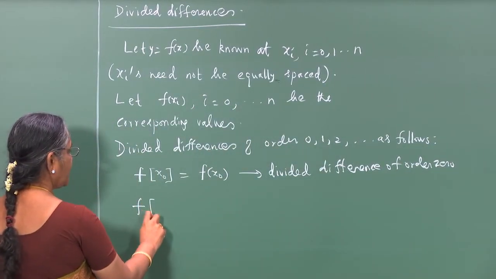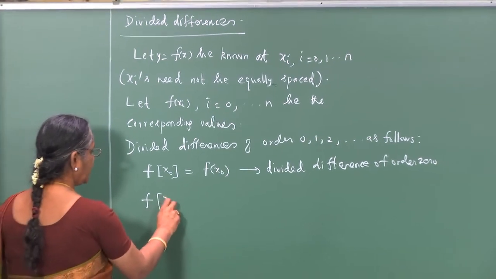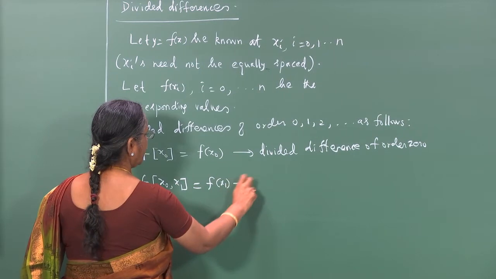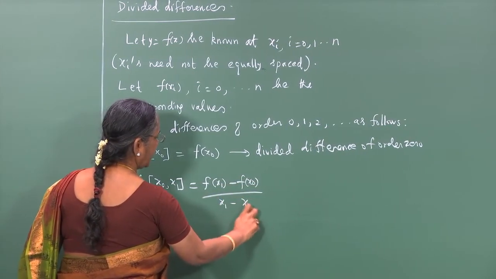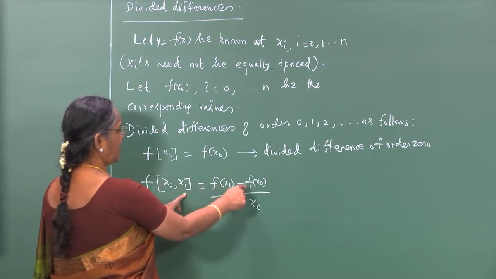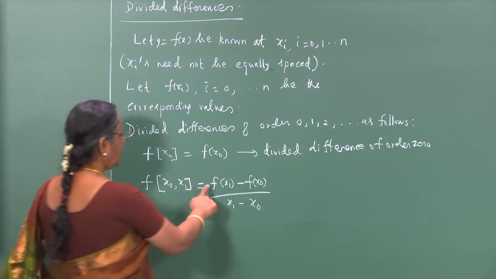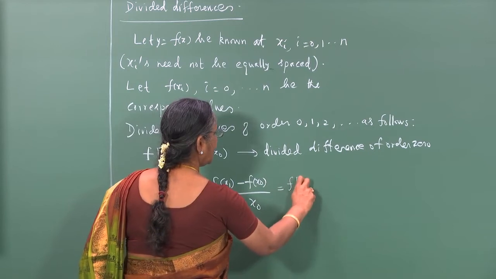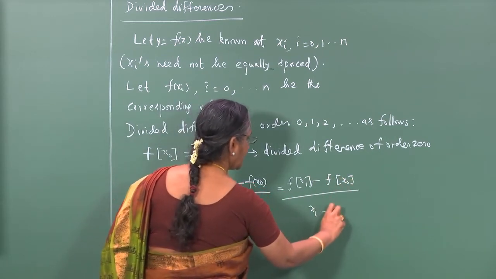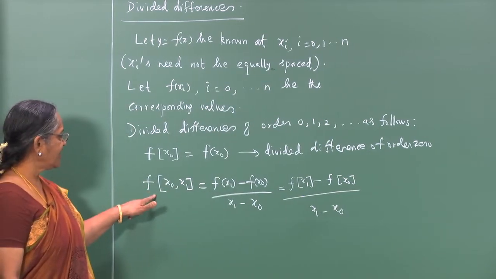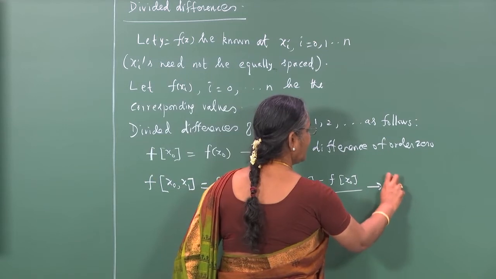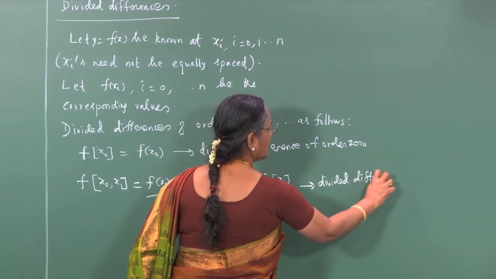And then I introduce a divided difference of order 1 and denote it by f of x naught x1, which is f of x1 minus f of x naught divided by x1 minus x naught. The notation is f of x naught x1 is f at x1 minus f at x naught by x1 minus x naught. But you know that f of x1 is the 0th order divided difference at x1 minus 0th order divided difference at x naught by x1 minus x naught. So, the first order divided difference can be given in terms of the 0th order divided differences. So, this is the definition for the divided difference of order 1.